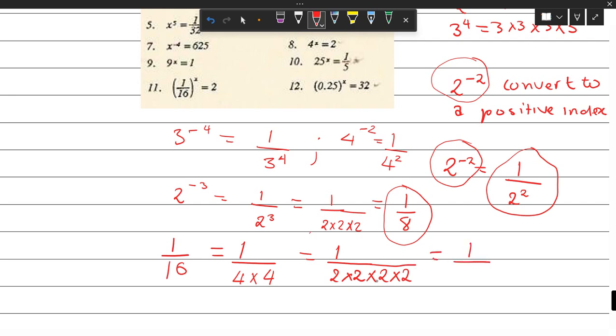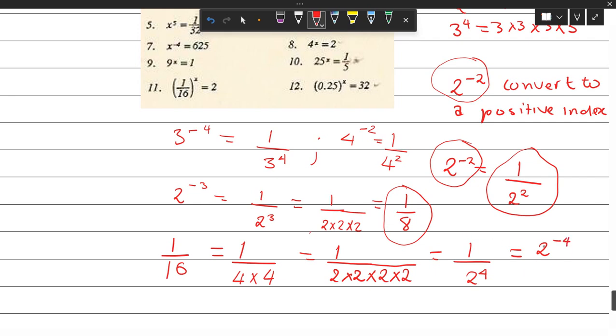So how many 2's do you have here? You have 1, 2, 3, 4. Each has a power of 1, so you're adding the powers: 1 plus 1 plus 1 plus 1, which is 2 to the power 4. Then you can take it to a negative index. Writing it as a negative index, it will be just 2 to the power negative 4.